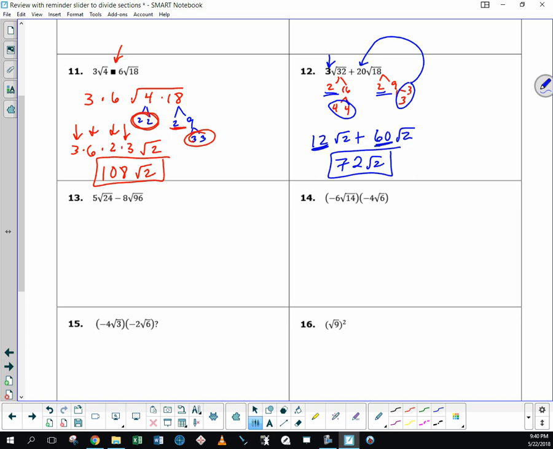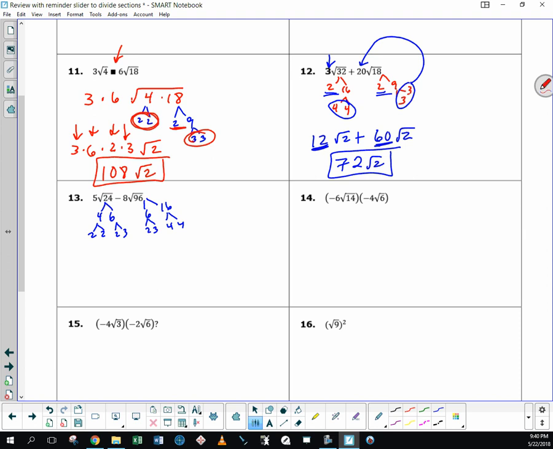Taking a look at number 13, 24 will break down into 4 and 6. 4 is 2 and 2, and 6 is 2 and 3. 96 is going to break down into 6 and 16. 16 is 4 and 4, and 6 is 2 and 3.